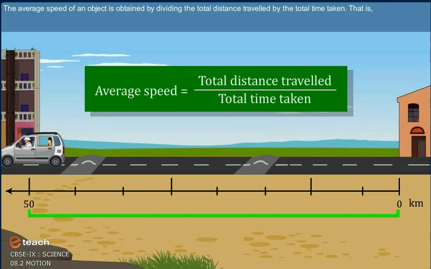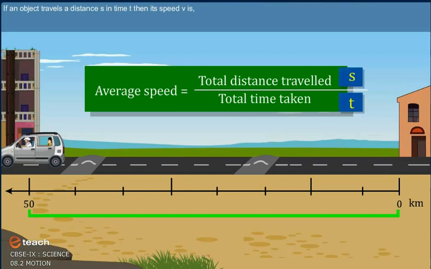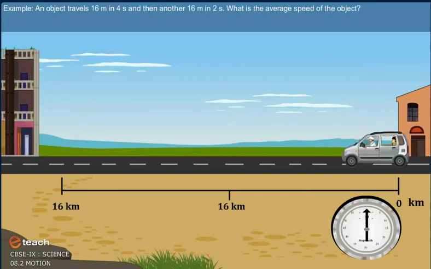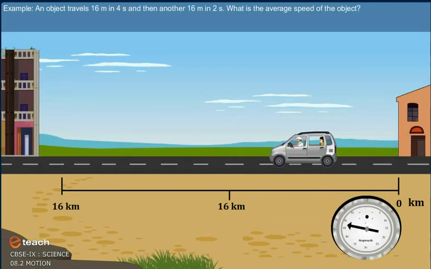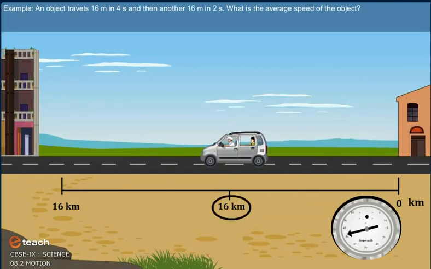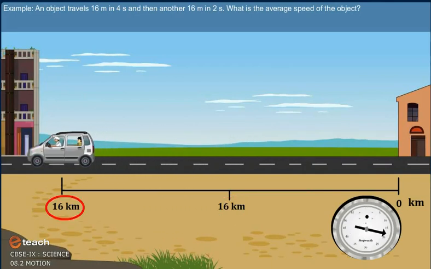If an object travels a distance s in the time t, then its speed v is equal to s divided by t. Example: an object travels 16 meters in 4 seconds and then another 16 meters in 2 seconds. What is the average speed of the object?